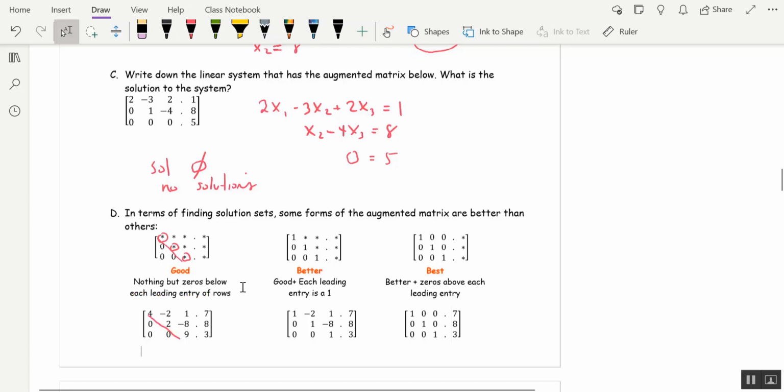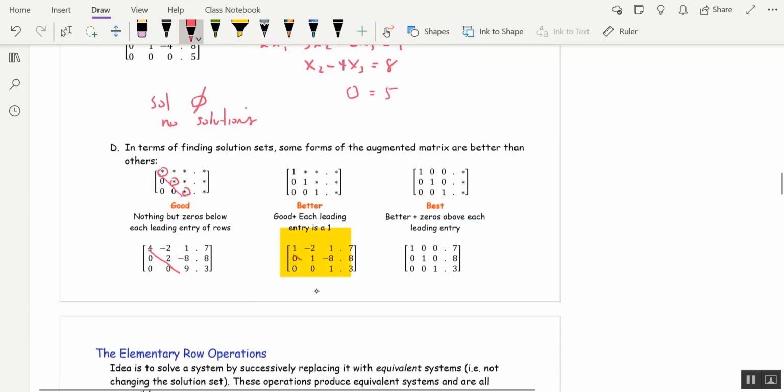This is good. It's better if each leading entry is 1. So here we have a better. So each leading entry is 1, and below each leading entry is all zeros. Best is each leading entry is 1, below each leading entry is zeros, and above each leading entry is zeros. That's best because when you look at the system that corresponds to this augmented matrix, I can read the solution right off the matrix. This reads x1 is 7, x2 is 8, x3 is 3.